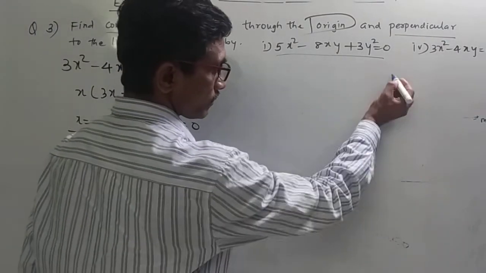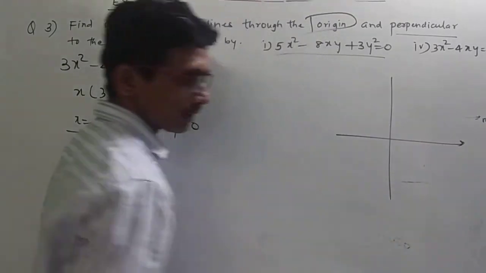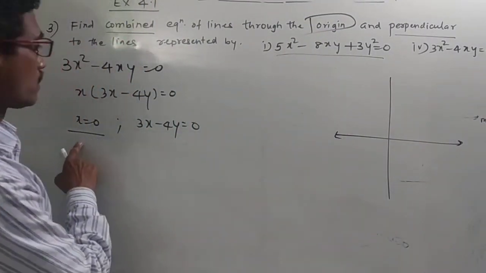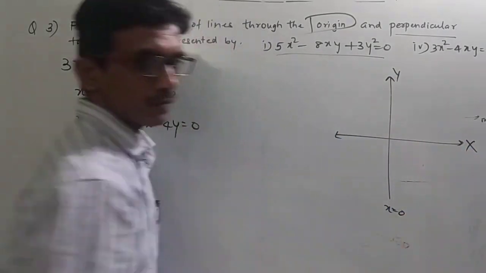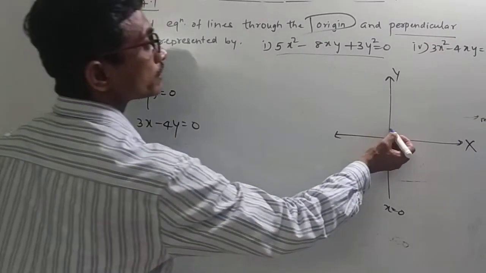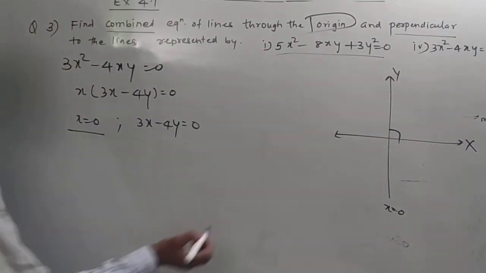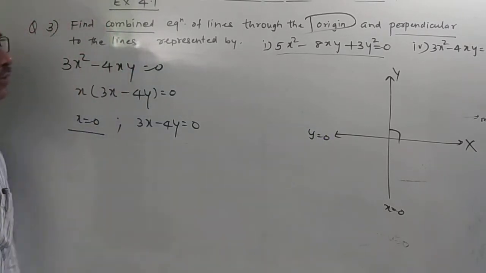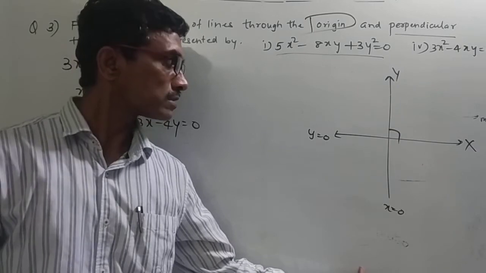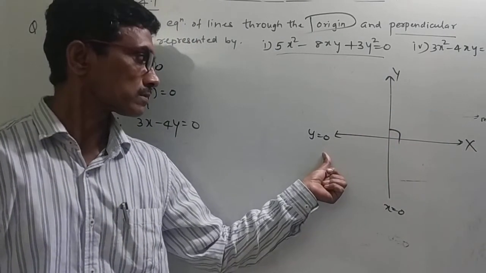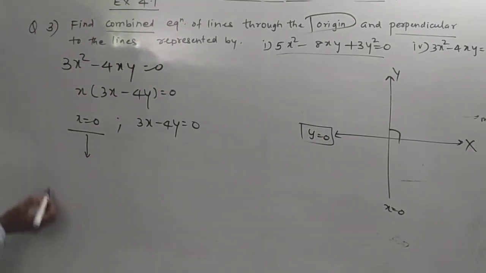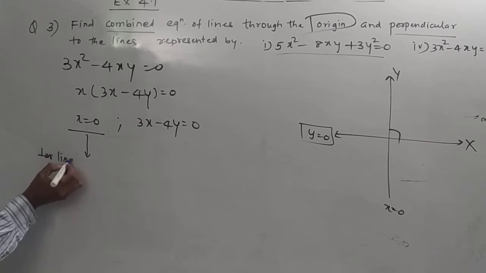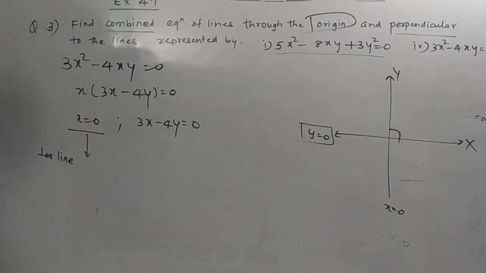Now x is equal to 0 is the equation of what? It is the equation of y-axis. Listen, x is equal to 0 is the equation of y-axis. Then what is the equation of x-axis? It is y is equal to 0. Now clearly this line is perpendicular to y-axis. Which axis is perpendicular? X-axis. So its equation will be y is equal to 0. So perpendicular to this line will be y is equal to 0.